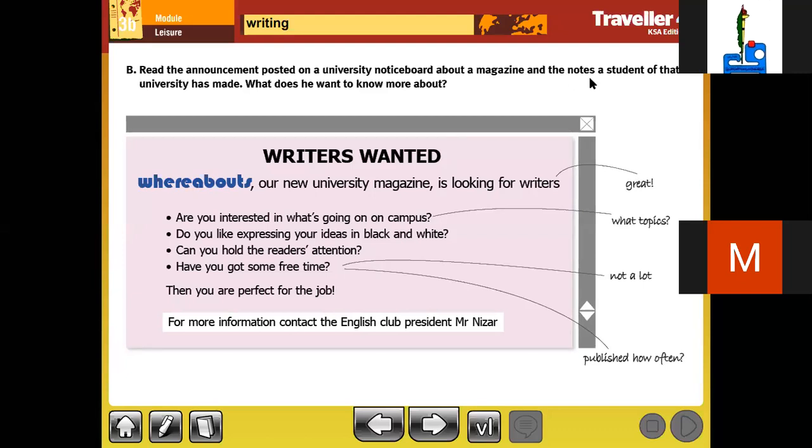About a magazine and the notes a student of that university has made. The student has made some notices and we are to see them. What does he want to know more about? The announcement is about writers who are needed or wanted. Where will those writers work? They will work for a university magazine. يبقى هم هيعملوا لصالح مجلة الجامعة.